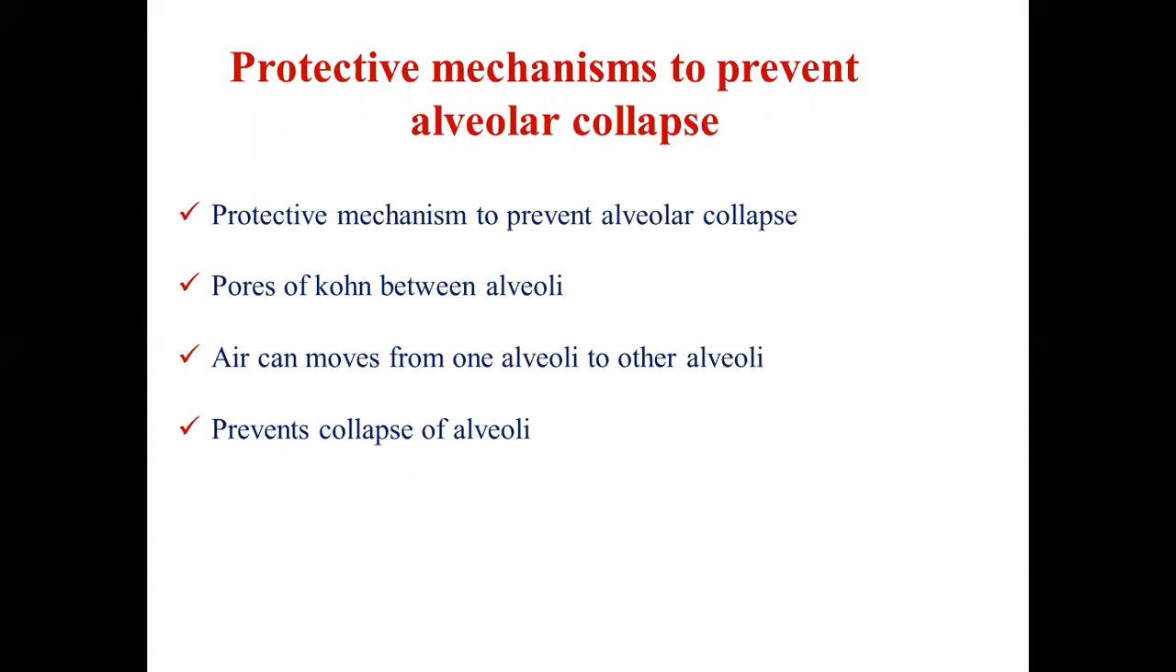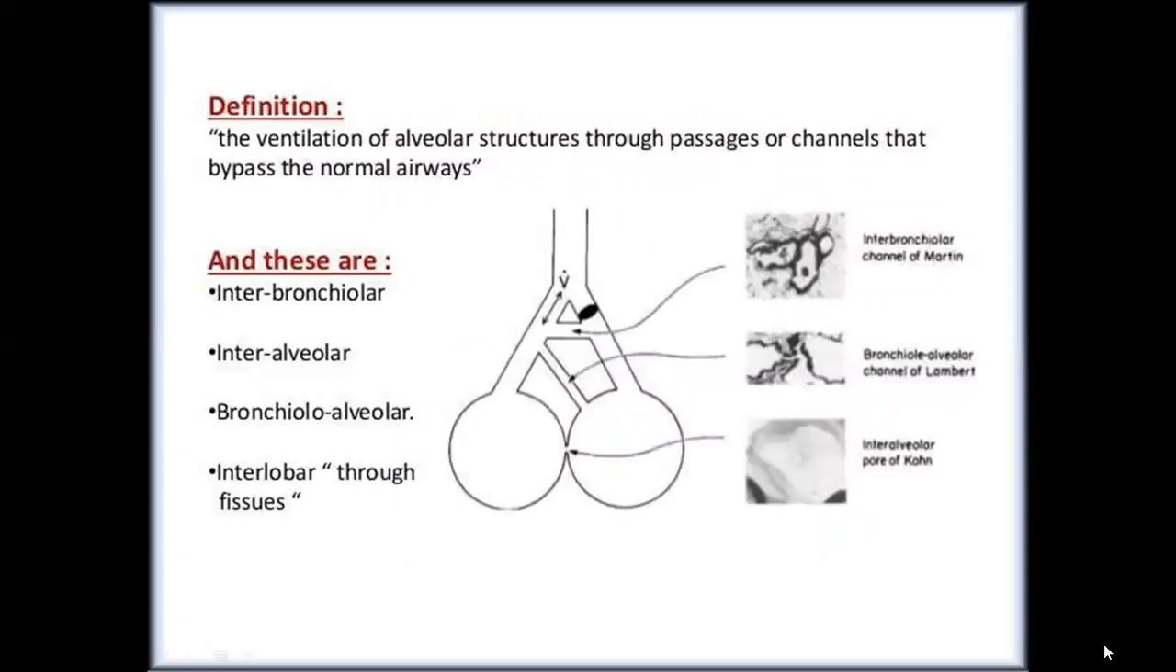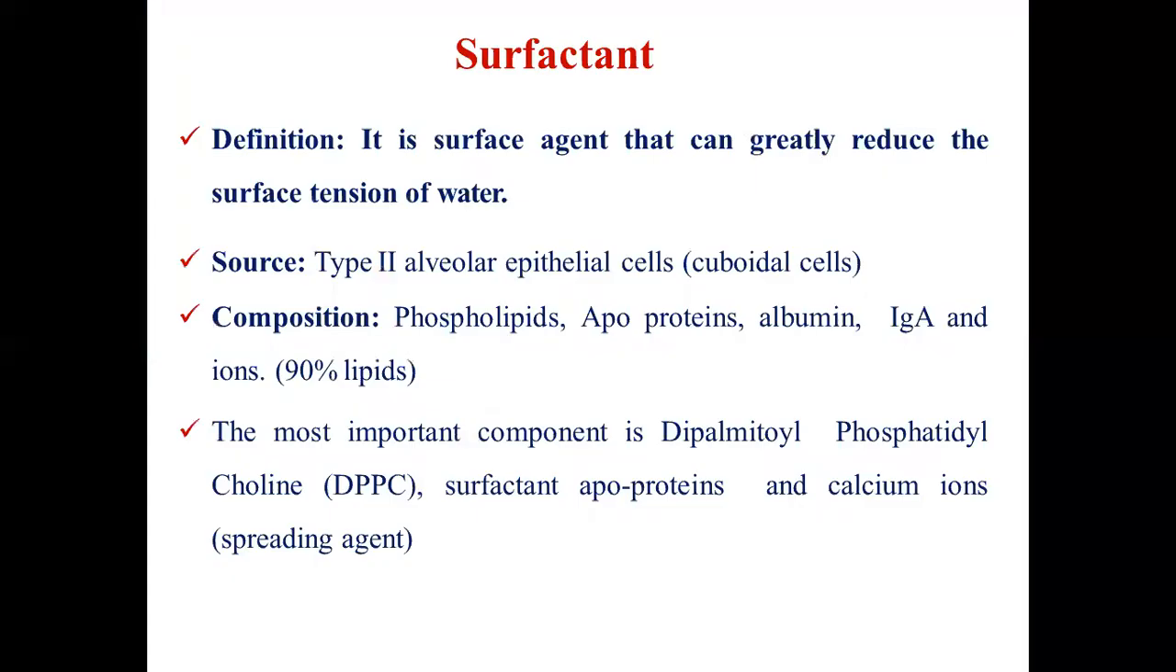So air can move from one alveolus to another, and due to that, the inequality which was created will be prevented, and it prevents the collapse also. In this figure, we can see there is a small opening between these two adjacent alveoli, and due to this small opening, the air can be transferred, and that can give a small change or stability to the alveolar size.